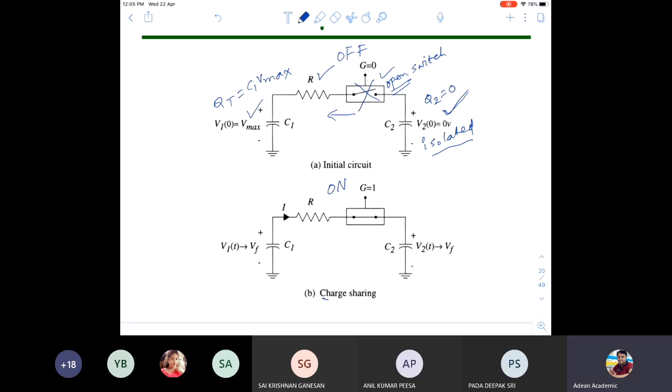Now, after charge sharing, the switch is on. Current flows like this. This was actually Vmax, which decreases to Vf. This was actually 0 volts, which increases to Vf. The Vmax decreases to Vf.